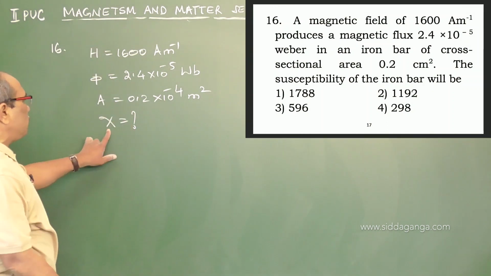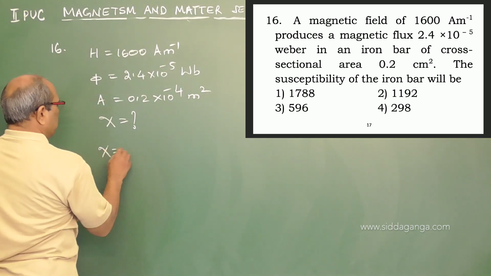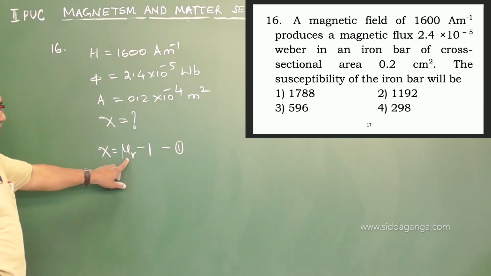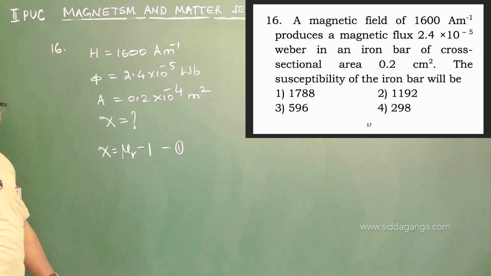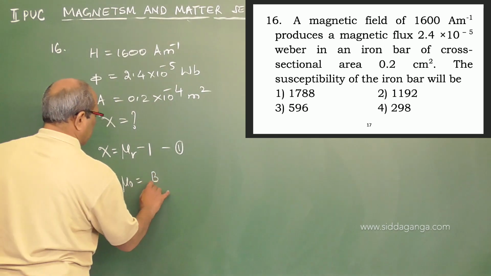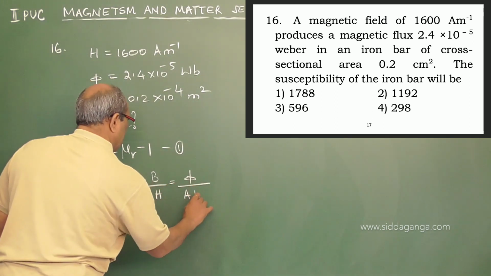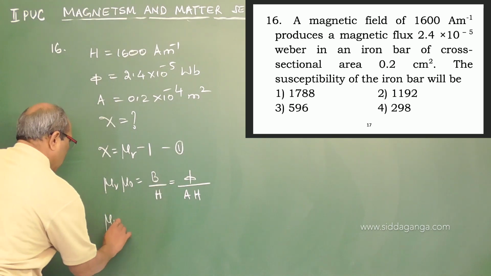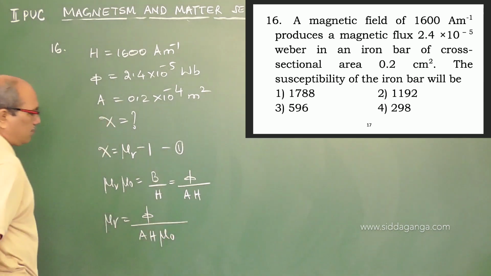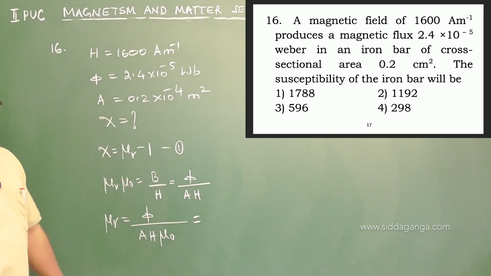This relation does not give the susceptibility directly, but you know how to get susceptibility. In the previous question we discussed this. If you are able to find mu r, we get susceptibility. How can we get mu r? You know mu r into mu naught is B by H, or B is flux by area, so mu r is equal to flux divided by A into H into mu naught. So you know all the things. Let us calculate mu r and substitute here to get the susceptibility.